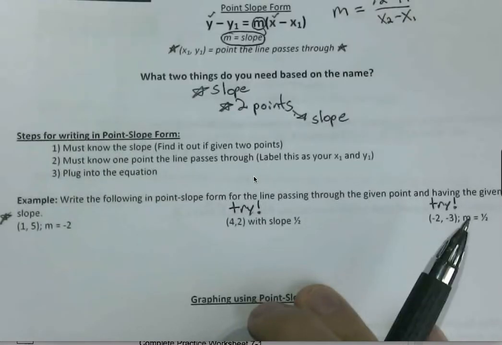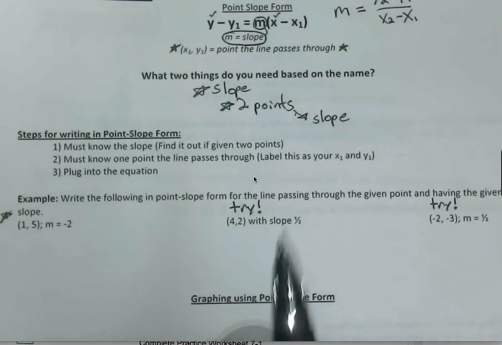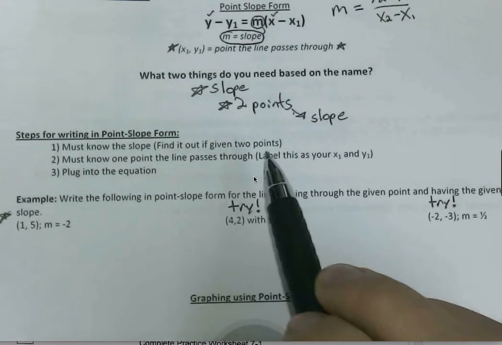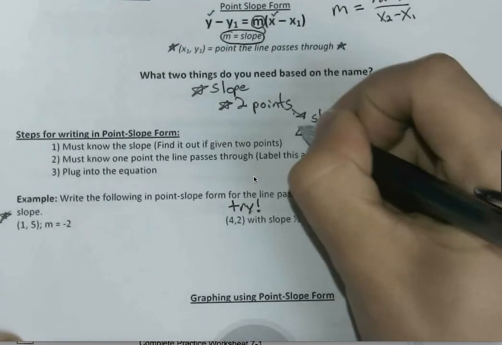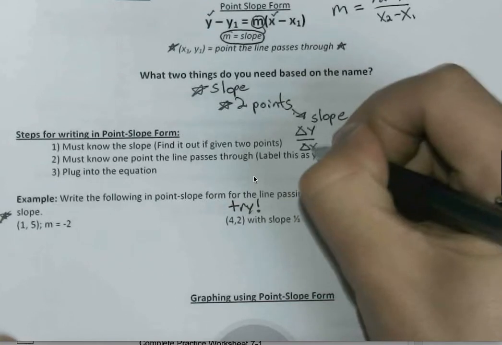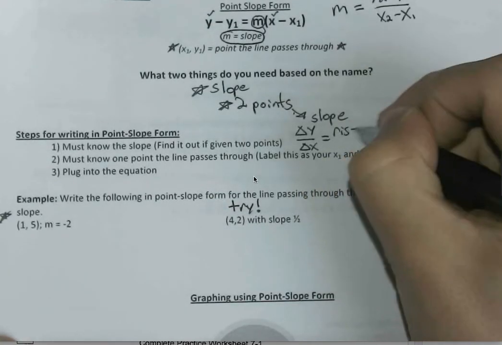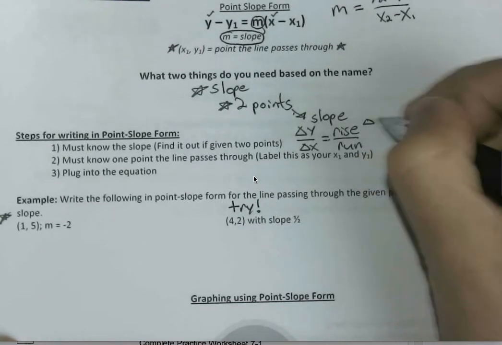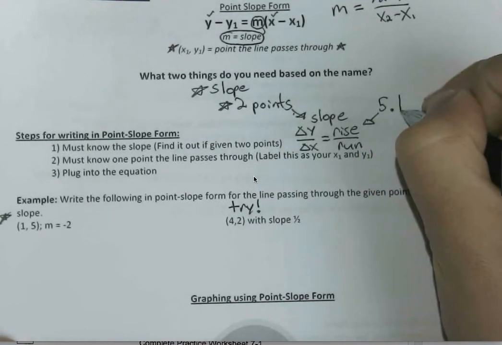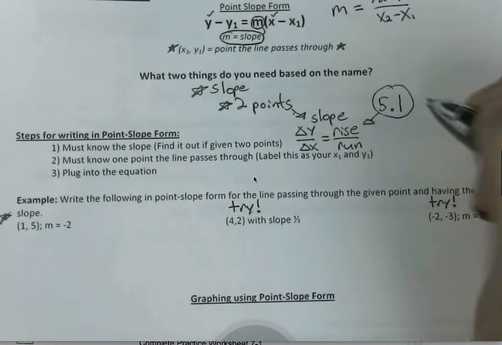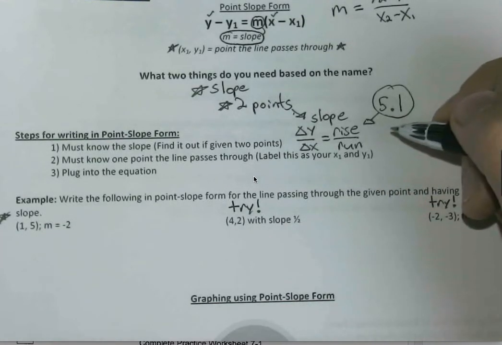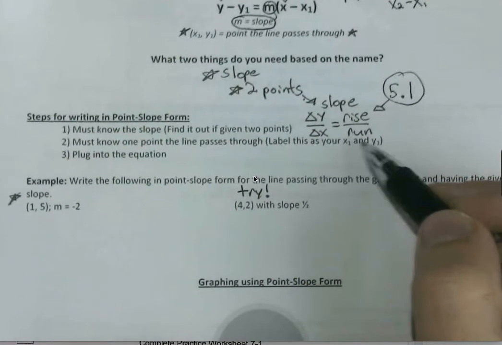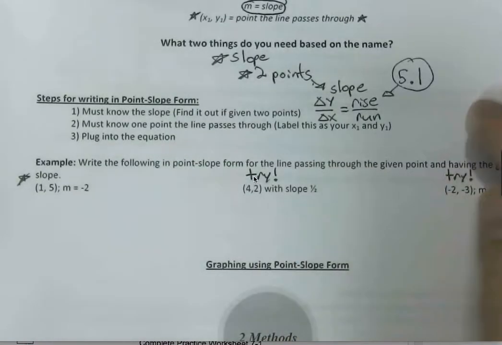So as far as writing out these equations in point-slope form, we must know the slope. If we need to use the 2 points and find it, we can do that, of course, using rise over run, or the change in y over the change in x. These come back again and again. You saw this first in 5.1, so if you need a refresher on that, go back and watch that video. When we use rise and run to get the slope, we need to know 1 point that's on the line. We'll label that as x1 and y1. We'll then plug in accordingly.